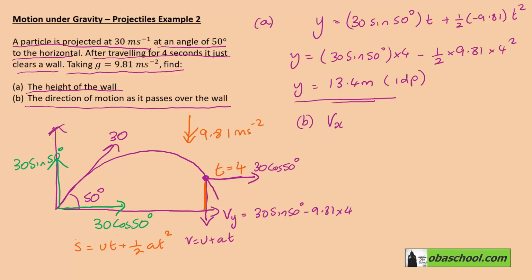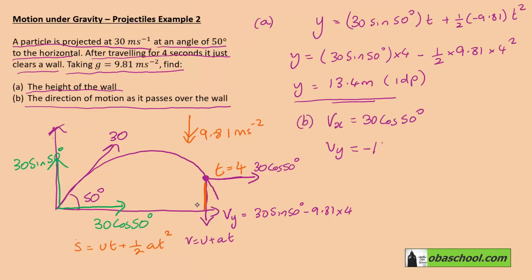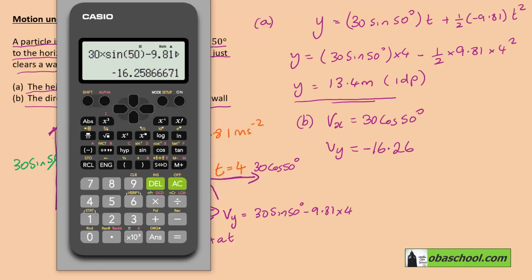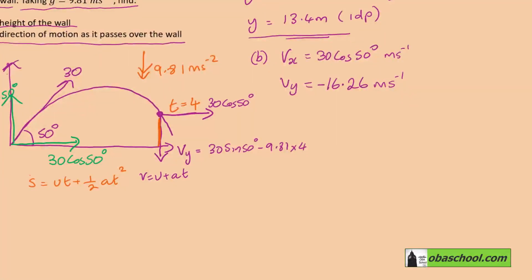So the x velocity we know is 30 cos 50, and vy is going to be 30 times sine 50, take away 9.81 times 4, which is negative 16.26, let's just check on that, meters per second. Now we can use that to get the direction of motion.